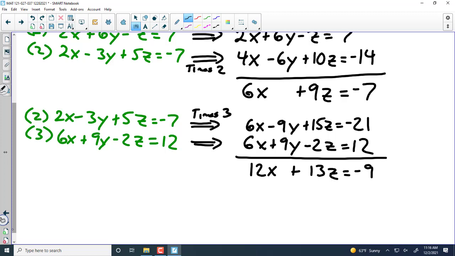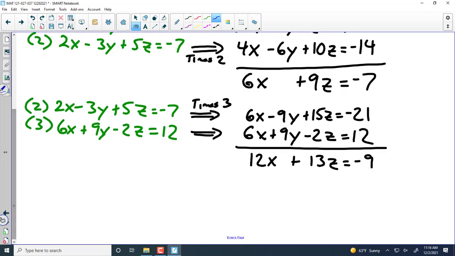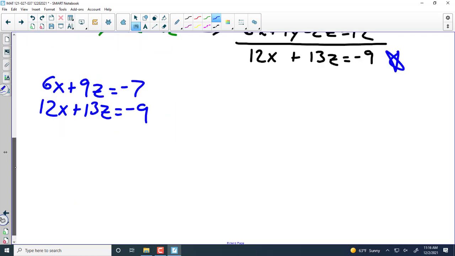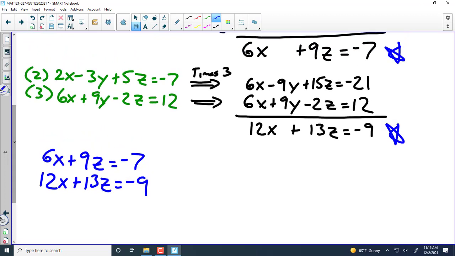Are we winning or losing? Questions, comments? Take your two new equations, this one and this one. And then decide which one is going to be easier to get rid of, x or z. I could get rid of either one of them.